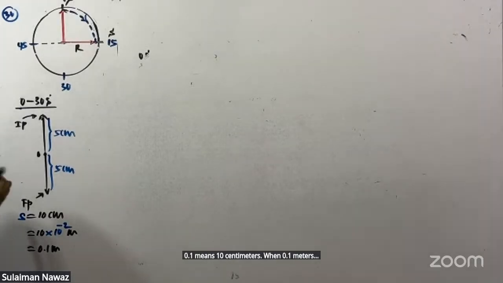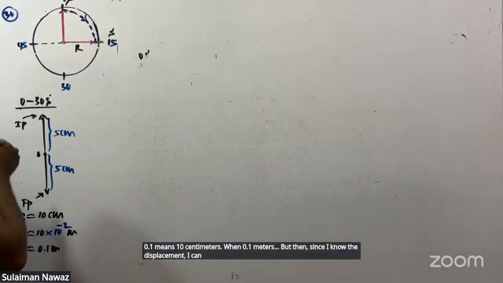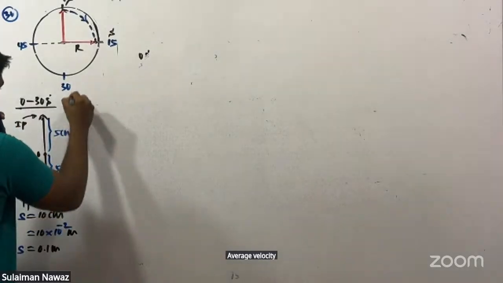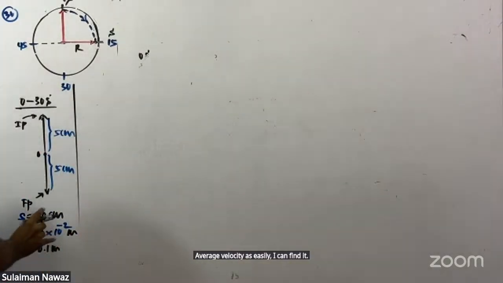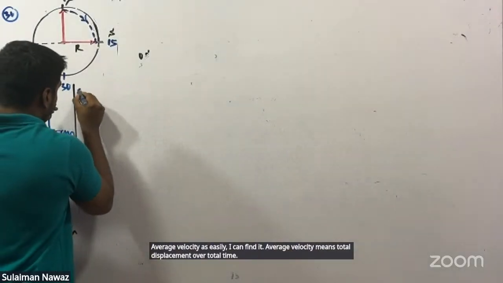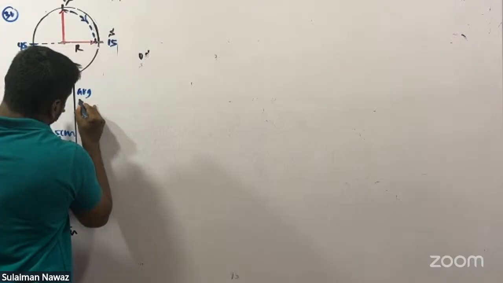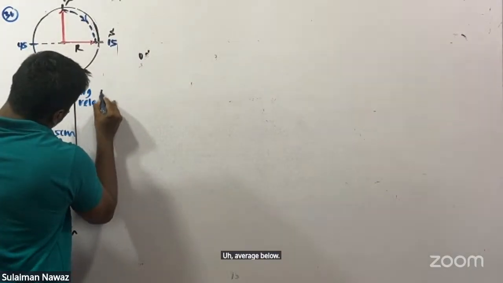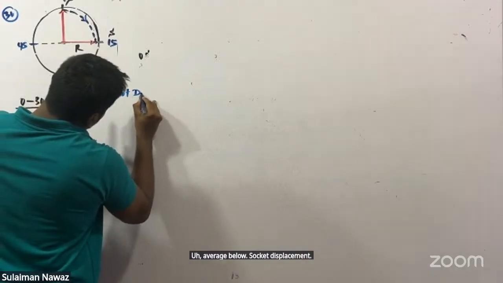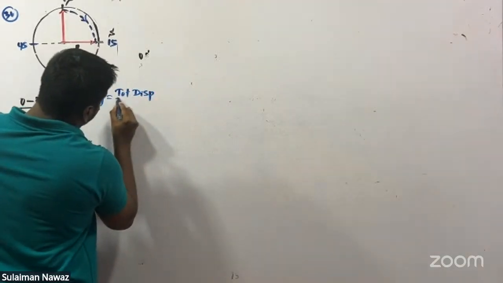Then since I know the displacement, I can find the average velocity easily. Average velocity means total displacement over total time.